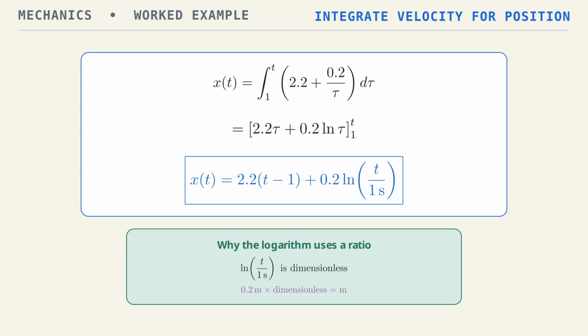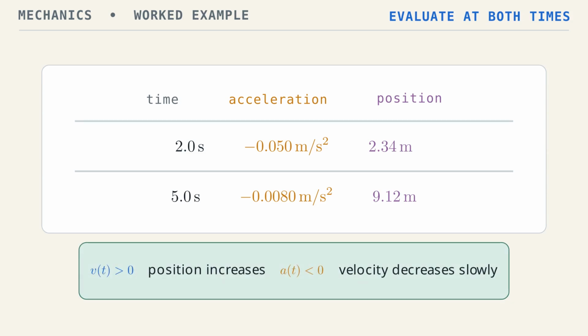The position function is 2.2 times t minus 1 plus 0.2 times that logarithm. A computer algebra system can evaluate this integral, but it cannot decide where the lower limit belongs. Evaluate the acceleration and position functions at the requested times.